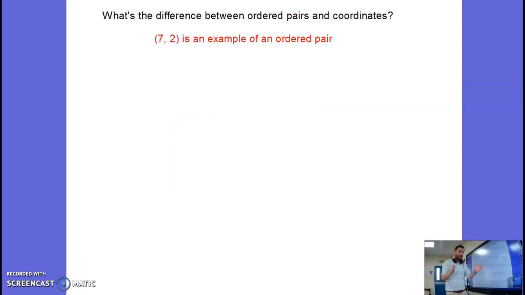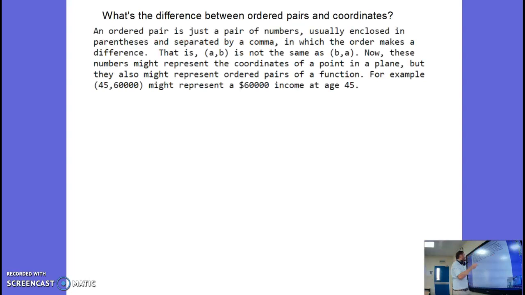So I'm just going to take a little digression into what ordered pairs are and the difference between coordinates and ordered pairs. Well, (7, 2) there is an example of an ordered pair. It's also an example of a coordinate. What is the difference? Well, an ordered pair is any pair of numbers, usually put in those brackets and separated by a comma, and it's where the order makes a difference. So, for example, A then B is not the same as B then A. We're giving you them in a set order. Like coordinates, we have an x and then a y.